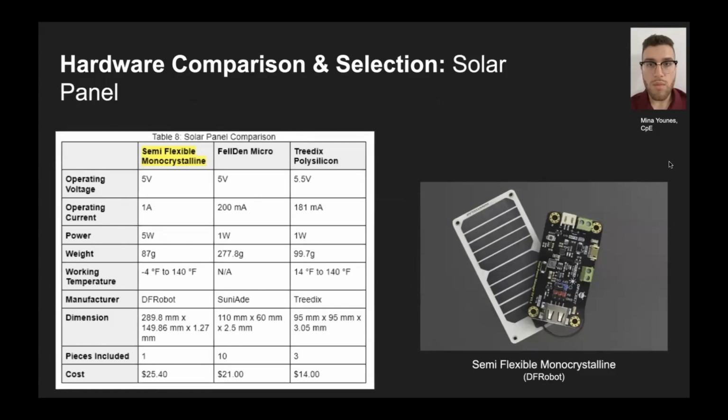Let's talk about the chosen technology to charge our power supply, which is solar panels. After comparing multiple solar panels on the market, we ended up choosing the semi-flexible monocrystalline. This model offered a power of 5 watts, while the others only offered 1 watt. Another factor is its weight. It was the lightest weight of the researched options, which is an important factor when it comes to a floating device that will remain on the water. The working temperature was also among the best of the options researched, meaning it can work in weathers that are both very hot and very cold.